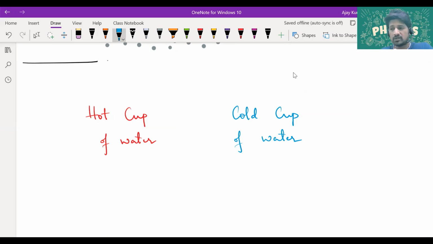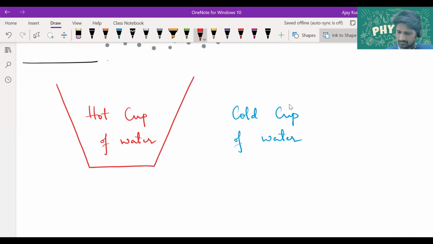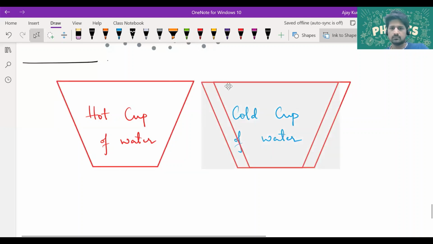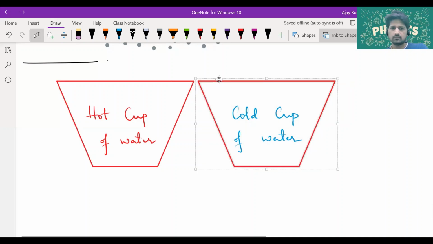Why does the hot cup of water hurt while the cold cup does not? Now, don't say just because it is hot. I'm asking you, what does that mean for us? Hot means temperature is greater. That's okay. Why does it hurt more than the cold cup of water? That is my question. Can any of you think of an explanation? Why does it hurt when we touch hot objects?